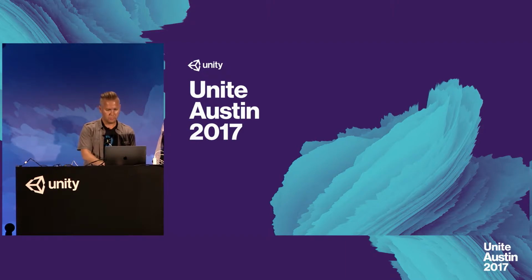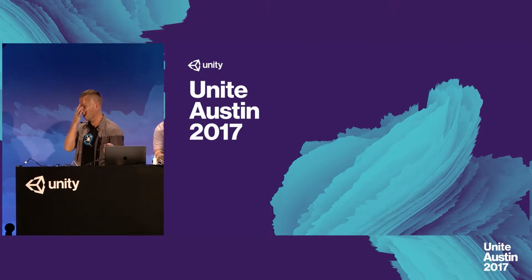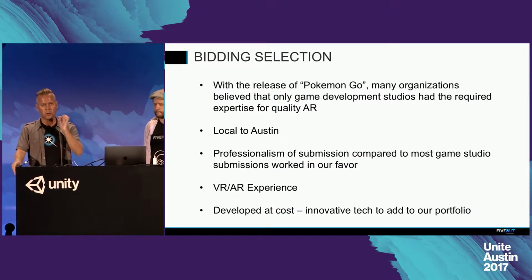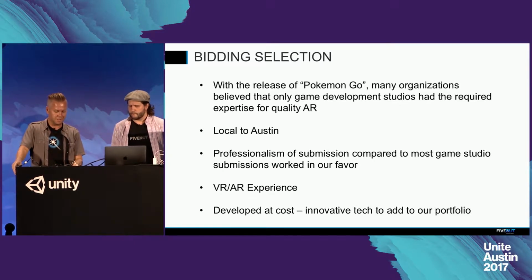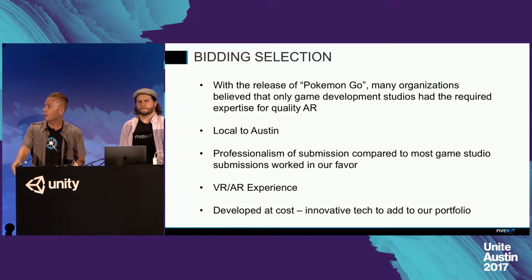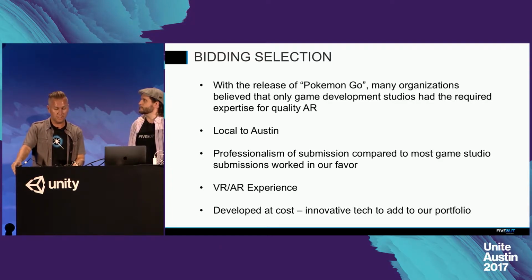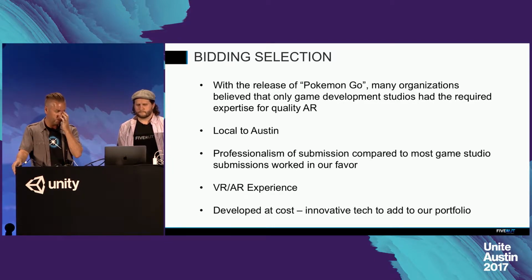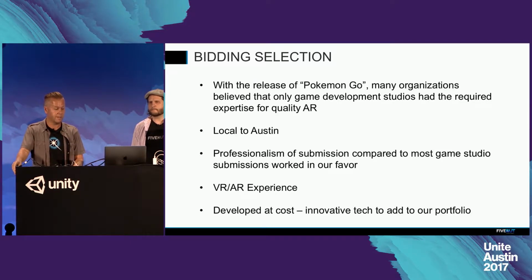All right, so the bidding selection. With the huge success of Pokemon Go last year, a lot of organizations came to believe that really only gaming studios had the skill sets to develop AR. So we actually only discovered this RFQ because we're members of the Austin Unity meetup community and it was posted in the forum. So I saw it in there. It didn't come through our usual channels, so I took it upstairs and we decided to submit a proposal. One of their requirements was the developers had to be local to Austin, so we had that in our advantage.